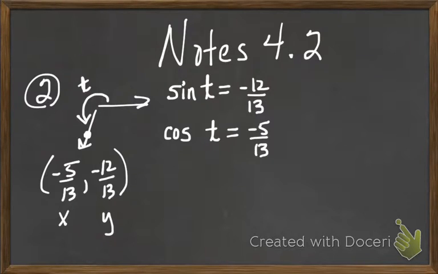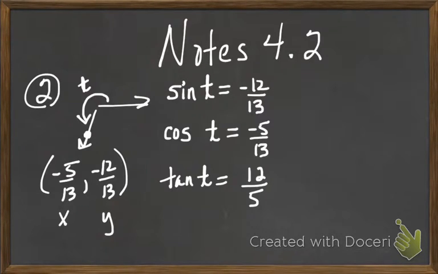So what I do is I do these in order. I do sine, cosine, and then I do tangent. Tangent is y divided by x. You can do this in your calculator, and I would suggest that you do. It's -12/13 divided by -5/13. It's y divided by x. And you get 12/5. Not going to write that step down. Tangent is the y value divided by the x value.